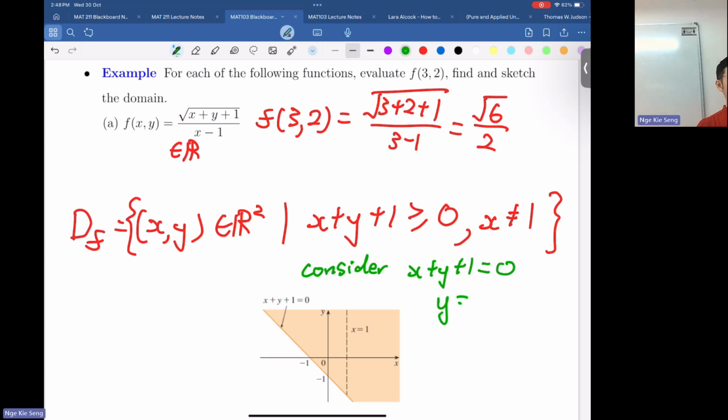Maybe y equals minus x minus 1. Okay, so y equals minus x is what? Going from the second quadrant to the fourth quadrant. And then minus 1 just shifts it down by 1. Okay, so this line is there. What about greater than 0 and less than 0? Where?